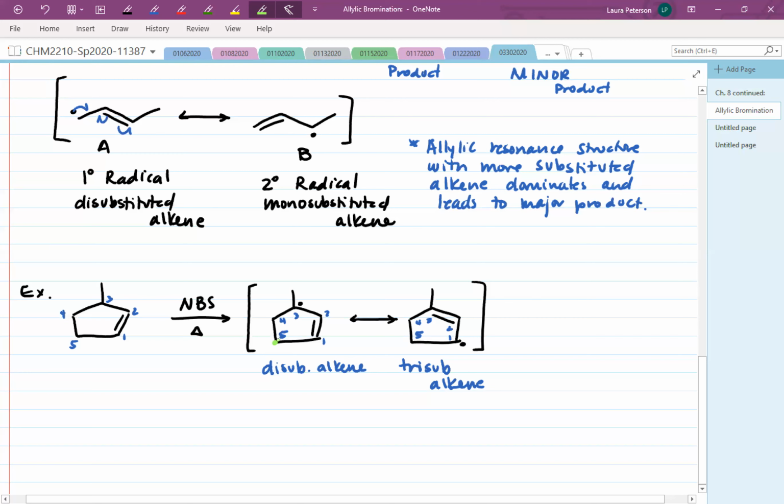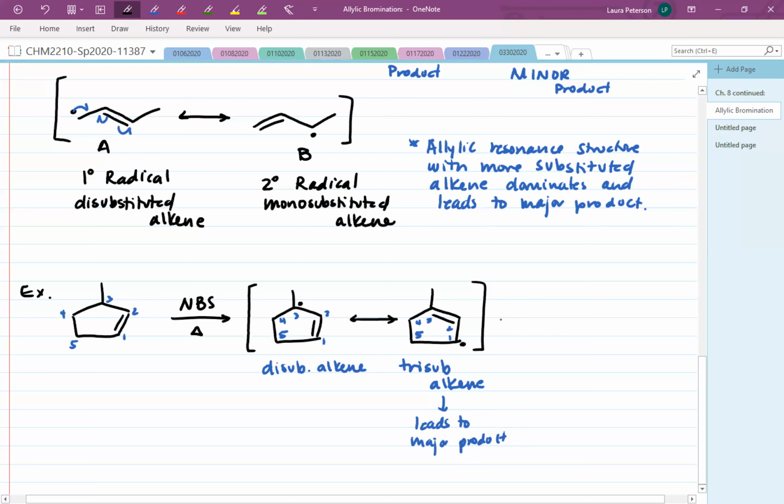Okay, so we just talked about how the more substituted alkene will lead to the major product. Since it's more sub, it's going to lead to the major product. All right, let's go ahead and draw that.